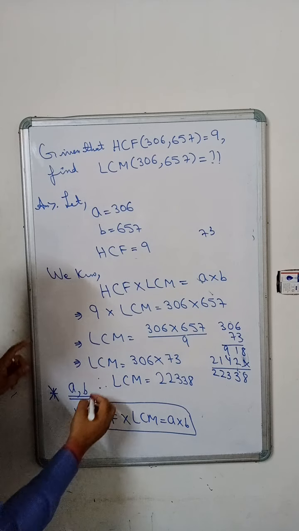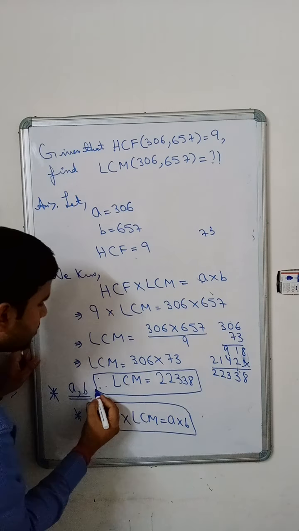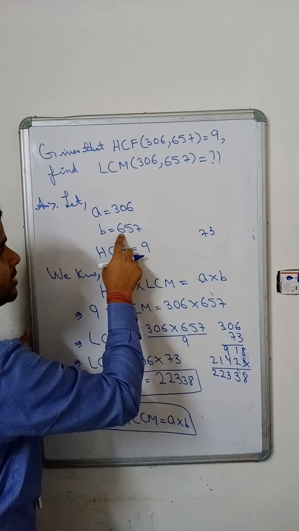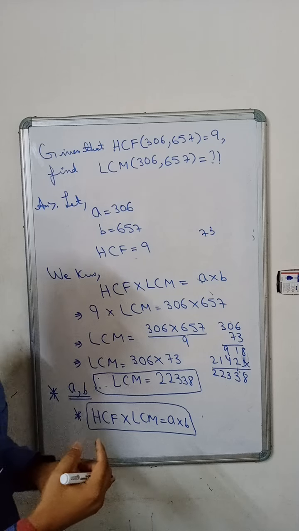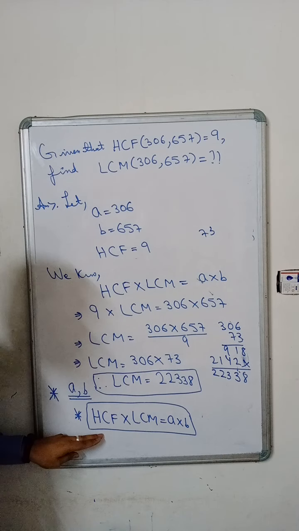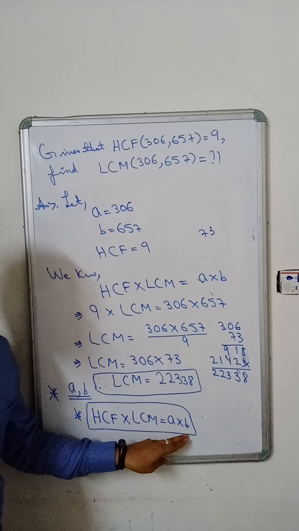So what we have done in this sum is we have calculated the LCM of two numbers 306 and 657 without applying the prime factorization method, using this relationship that HCF into LCM is equal to A into B.